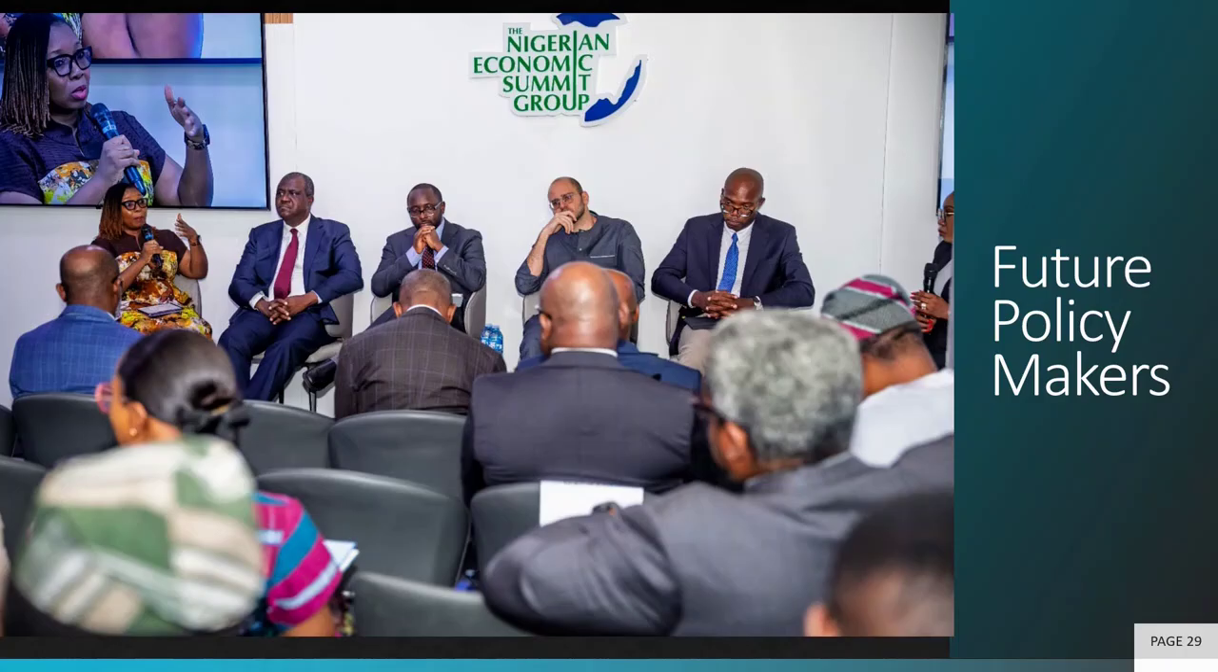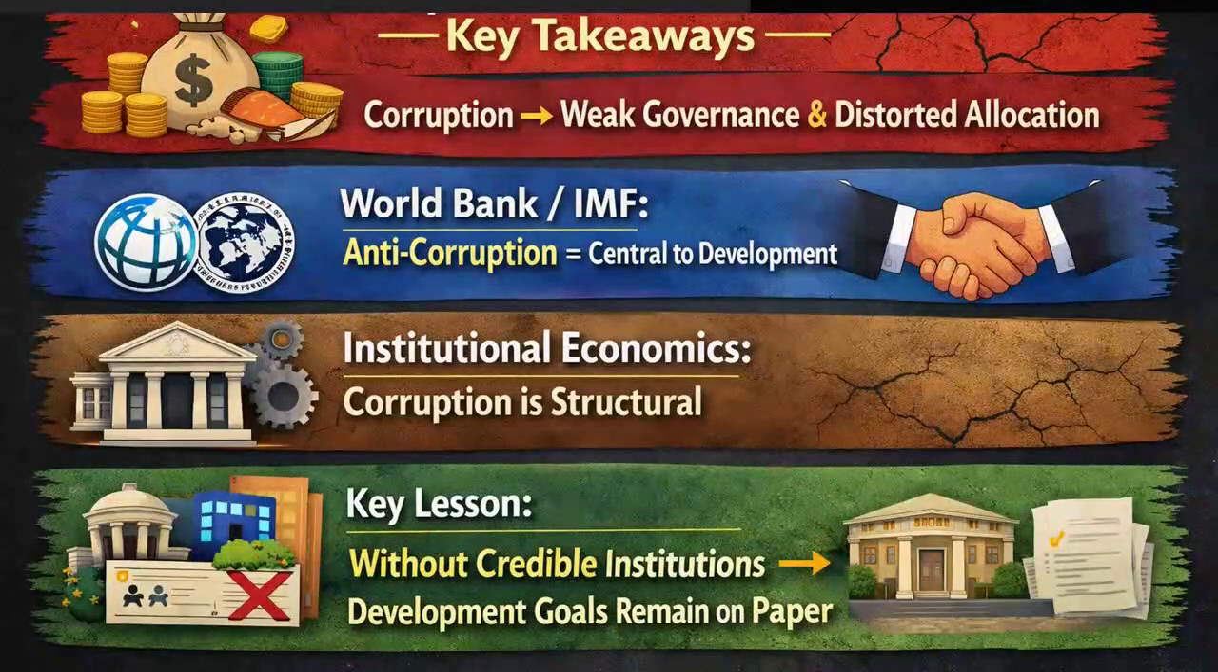Remember, corruption is not just a moral failing. It is structural, systemic, and deeply embedded in governance. Tackling it requires more than conditionalities. It requires building institutions that are inclusive, transparent, and accountable. Only then can development financing translate into sustainable progress.